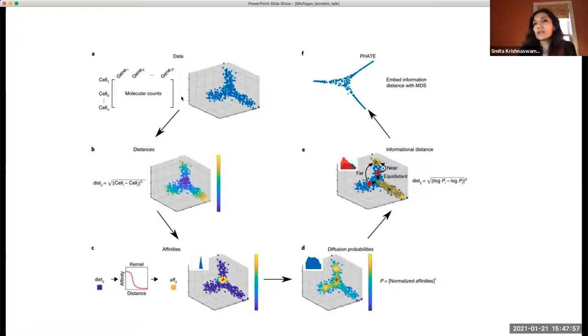So the first few steps are similar to a diffusion map with some modifications. The first one is you take your cell by gene data and you turn it into a distance matrix. We often just use Euclidean distance. And then in this step, we turn it into an affinity, but we're very careful when we turn the data into an affinity because there's massive variations in sampling in the data.